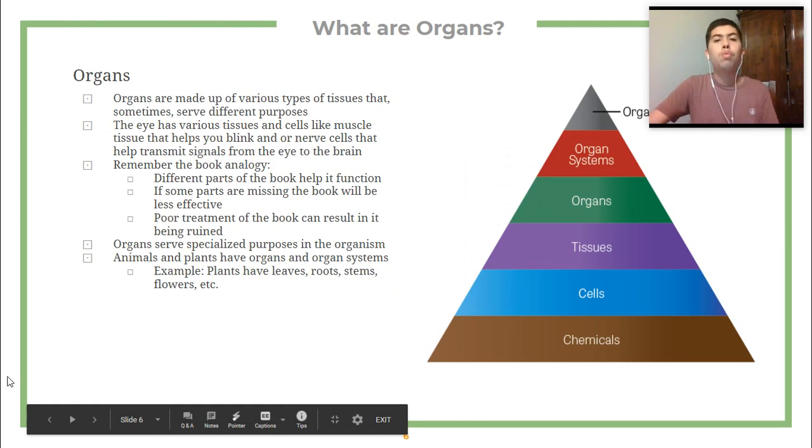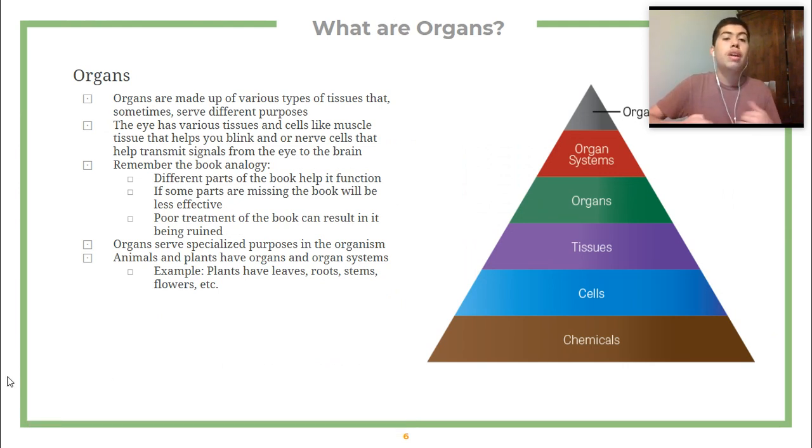So now, what are organs? Well, organs are made up of various types of tissue that sometimes serve different purposes. So an example would be the eye. The eye has various tissues and cells like muscle tissue that help you blink, and nerve cells that help transmit signals from the eye to the brain. So you see something, and then nerve signals will transmit from your eye to your brain so you recognize what you're looking at.